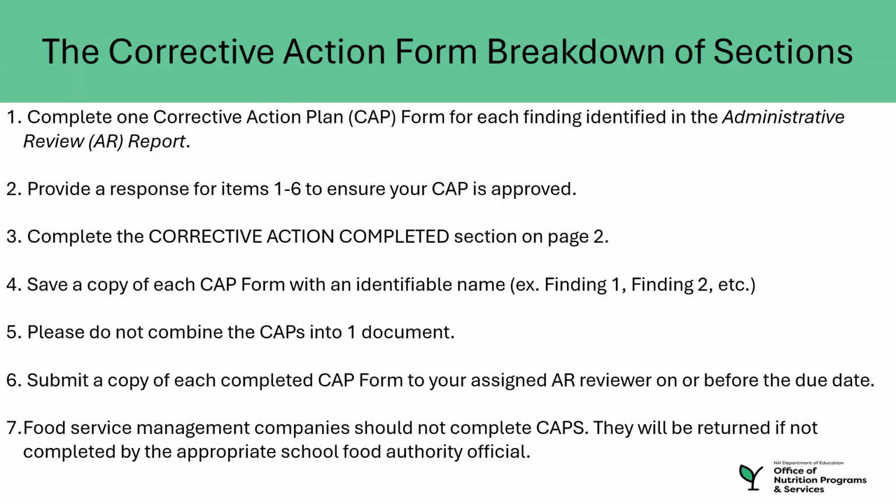So, breakdown of sections of the corrective action form. You're going to complete one corrective action plan for each finding identified in the administrative review report. Provide a response for items 1 through 6 to ensure your CAP is approved. Complete the corrective action completed section on page 2, please.